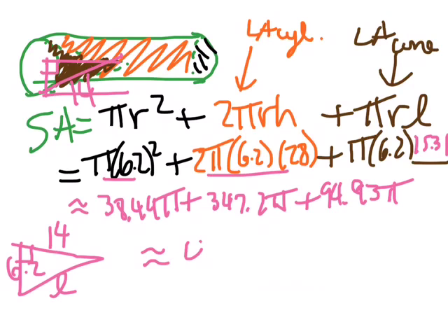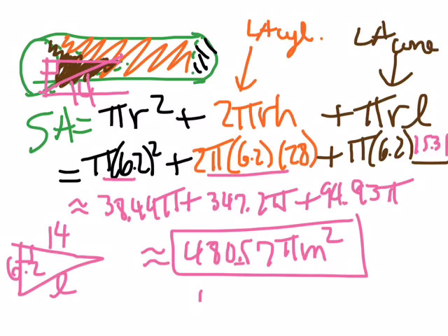Okay, and you add them all up, 480.57 pi. What's our units here? Meters squared for surface area. Or that's about 1509.76. Feel free to pause, look back, and finish up the last example.